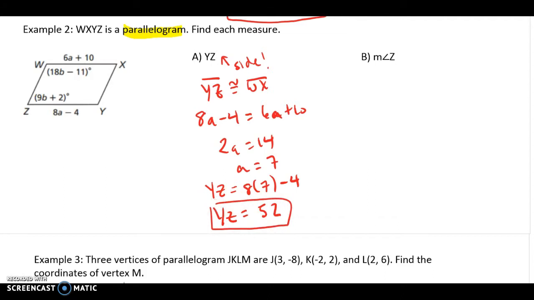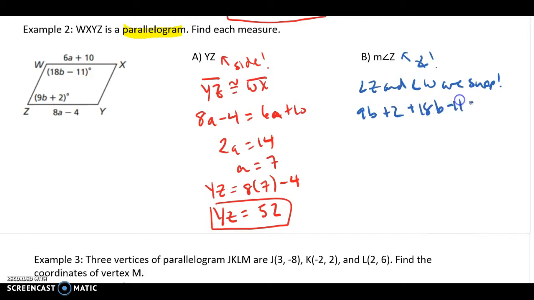So now we're looking at angles, right? This is an angle, which means which variable are we looking at? Clearly the B's, right? So how does angle Z relate to angle W, the 2 angles in my problem? Well, we should know that angle Z and angle W are supplementary because they are consecutive angles, or same side interior angles, in our parallelogram. So that means 9B plus 2 plus 18B minus 11 should all add up to 180 degrees, right?